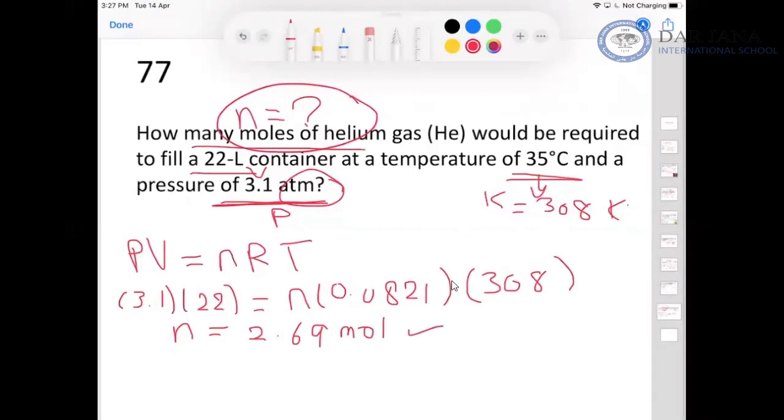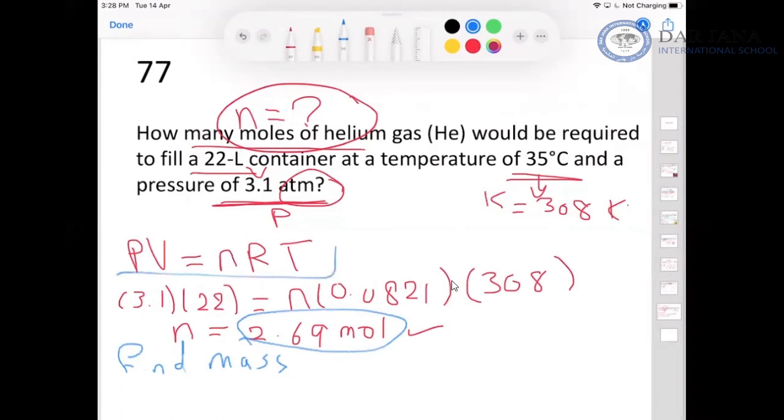Now, let's assume that in the question they asked you to find the mass, not the mole. They said, find the mass of helium. How do you solve this kind of question? Well, you're going to do the same. First of all, you're going to find the moles of the gas, which is going to be 2.69. So also you're going to apply PV equals nRT to find the moles. And after finding the moles, you can find the mass. Remember that mass equals mole times molar mass, right?